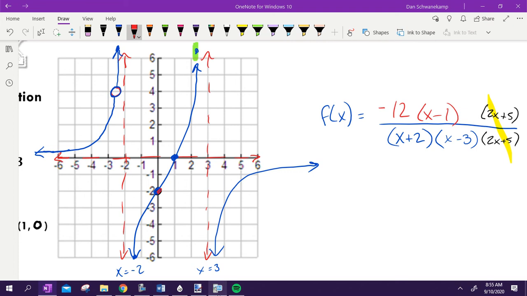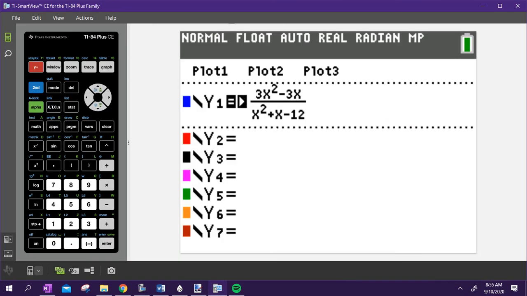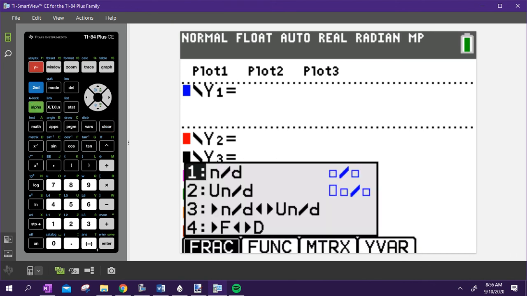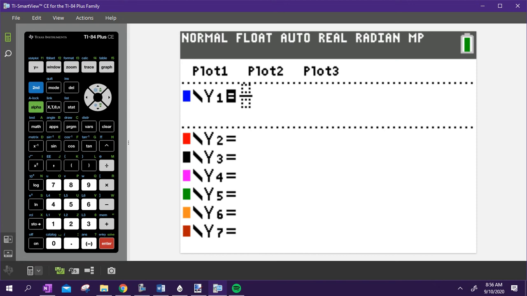Let's try it. Let's go to my calculator. Hit y equals. I'm typing in that fraction. So alpha F1. We're typing in that thing. So I'm doing this from memory. But x minus 1 was on top. 2x minus 5? 2x plus 5. Thank you. 2x plus 5 was on top.